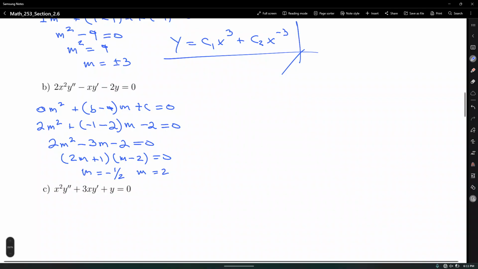So we got this, right? So y would be c1 x to the power m1, which is negative 1 half, plus c2 x to the power m2, which is 2.